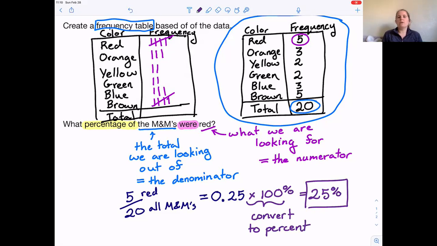So this is just a quick view of reading a frequency table and some of the questions we can answer about the frequency table, and how we present a summary of a categorical variable.